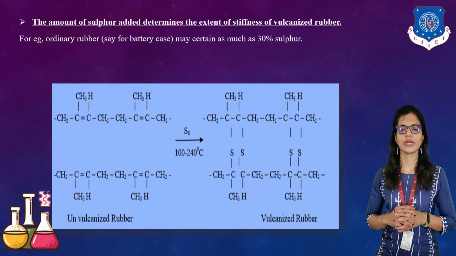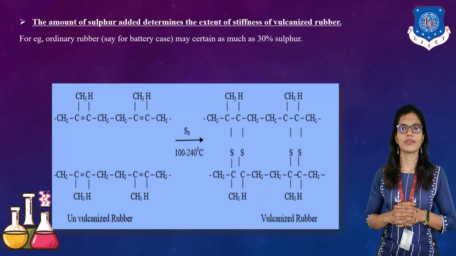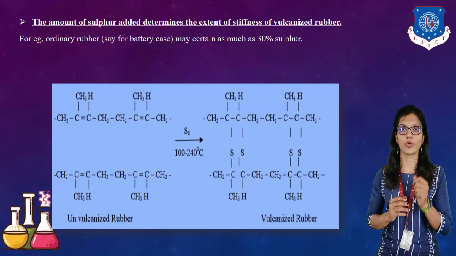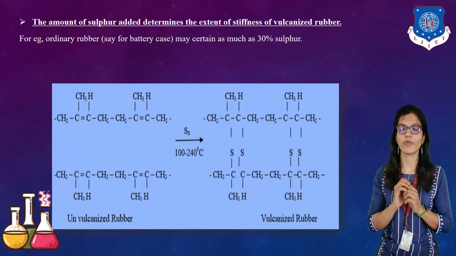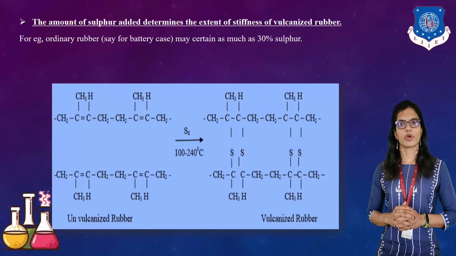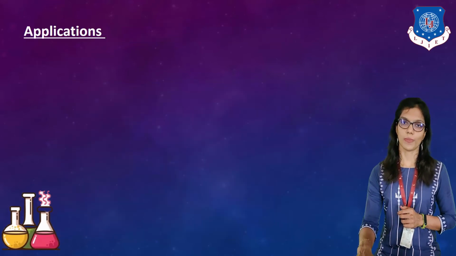Here in the image, as you can see, we have unvulcanized rubber. The two chains can be observed. We heat it at 100 to 240 degrees Celsius with sulfur. Acetate is used here. As you can see in the image, in the vulcanized rubber the double bond is broken, and the sulfur is linked there. That sulfur creates a cross-linked structure of the vulcanized rubber. Such a cross-linked structure gives much better properties.